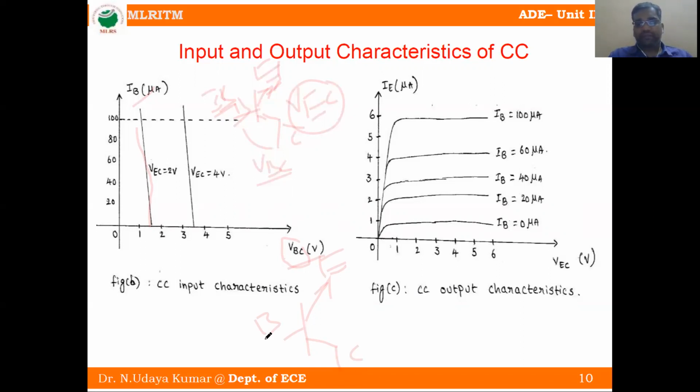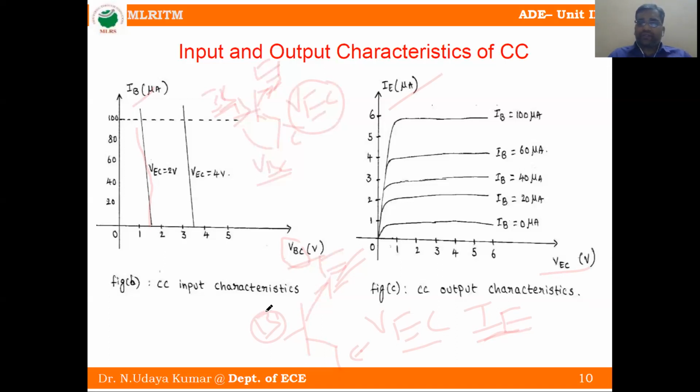So on the right hand side, what is the voltage in between? This is the E terminal, this is the C terminal, so the voltage is VEC and the current is IE. So between emitter and collector, the voltage is VEC and the current is IE. This is the graph between VEC versus IE, when the base current IB is at a fixed, constant value.